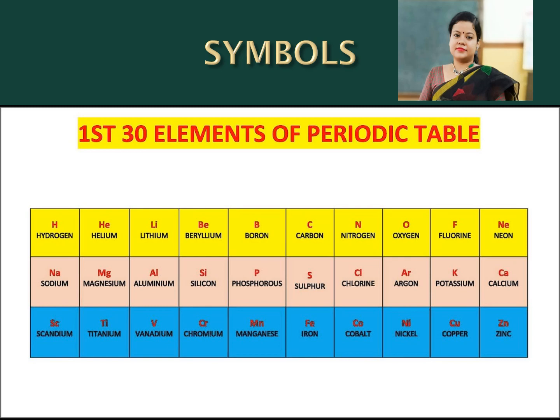Children, you have to learn all these elements serially. Why you have to learn the names of these elements serially, I will tell you later. So you have to know all the symbols of the elements, and you have to memorize the elements serially.